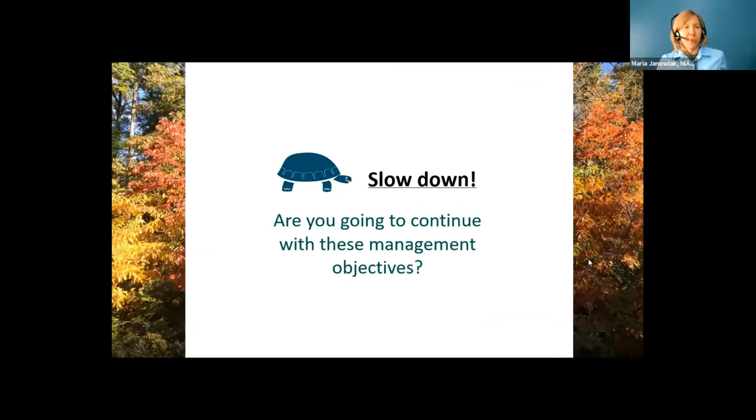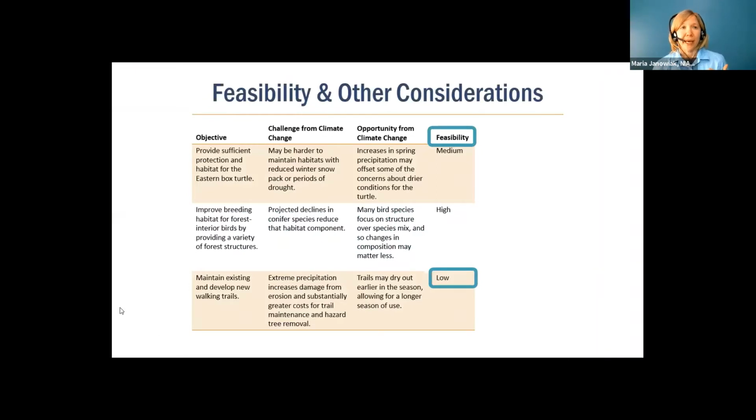So this is where, again, the point of step 3 is to give you a gut check and really allow you to ask the question, are you going to continue with your management objectives? So it gives you a chance to just think about it and ask the question. Again, if they're high, it's not a big deal, but if they're low, you have to consider that. And you can do this 2 ways.